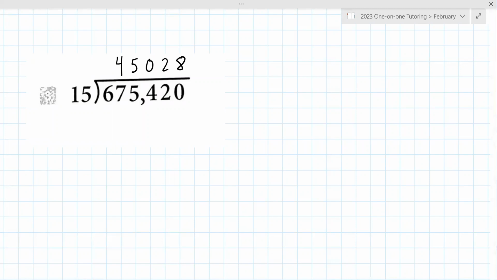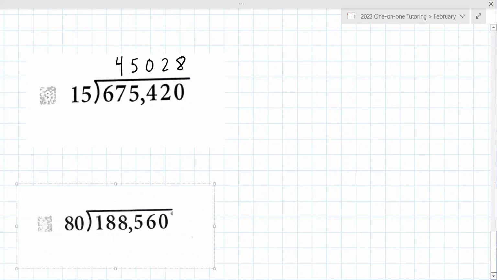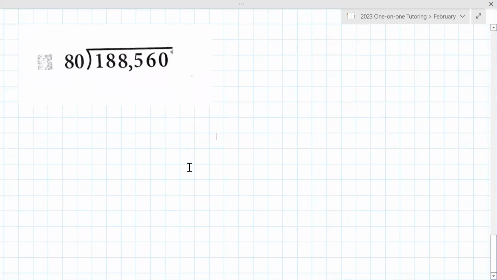Very good. One more to try here. Again, probably just have you work it out. And then we'll do some review from last time, some problems. 80, 40.